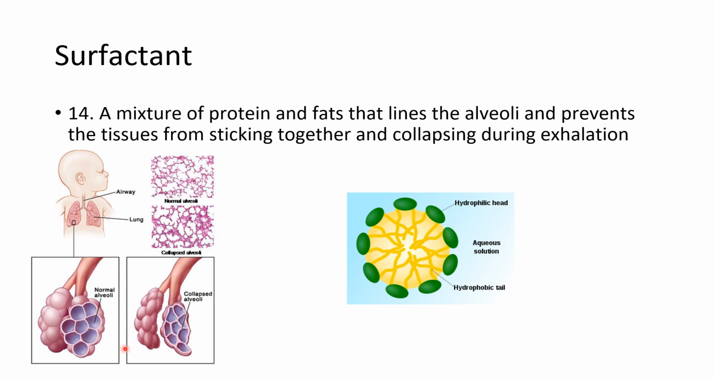So before I talk about surfactant, I should talk about the little organelle involved. I talked about how the trachea divides into the bronchi and then the bronchioles, and then ultimately it ends in these little bubbly sacs of membranes that look like clusters of grapes, and these are where oxygen is exchanged from the airway into the bloodstream. They're surrounded by capillaries, and they're called the alveoli. They're kept open by this fatty, oily mixture called surfactant. It's a mixture of protein and fats that lines the alveoli and prevents the tissues from sticking together and collapsing during exhalation.